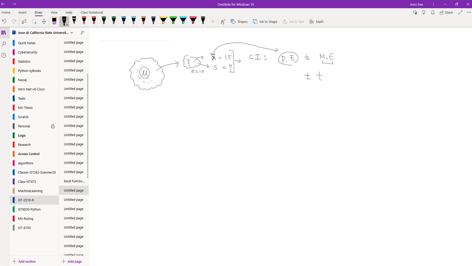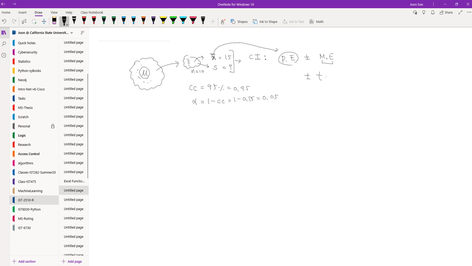By the way, it is a 95% confidence interval. If you look at the problem, it's 95%, so the confidence coefficient is 0.95. From this, we can calculate the level of significance, which is alpha equals 1 minus the confidence coefficient, which is 1 minus 0.95, which is 0.05.